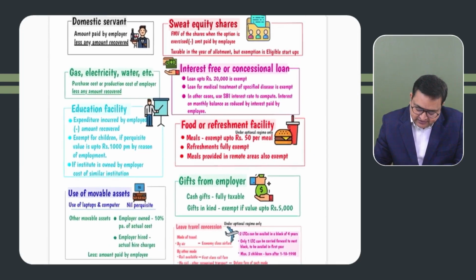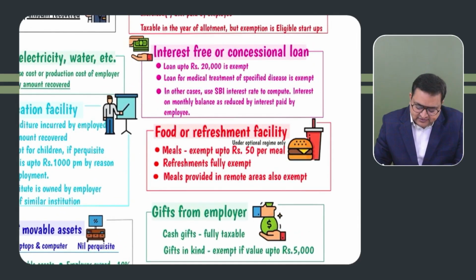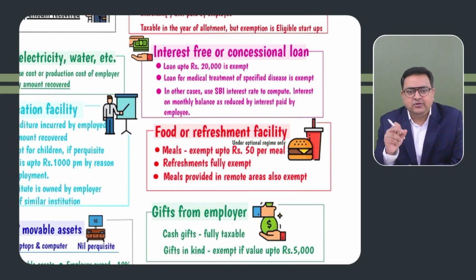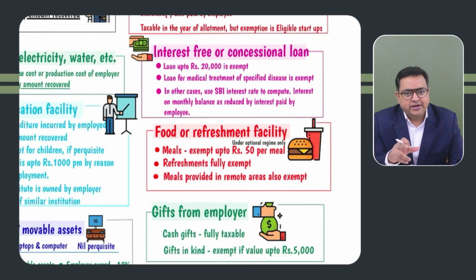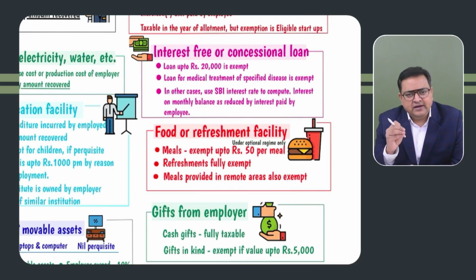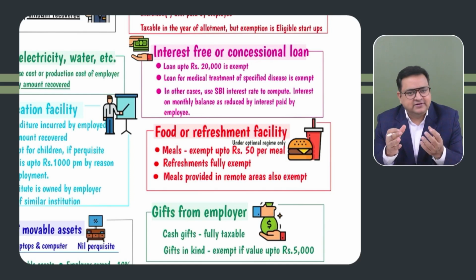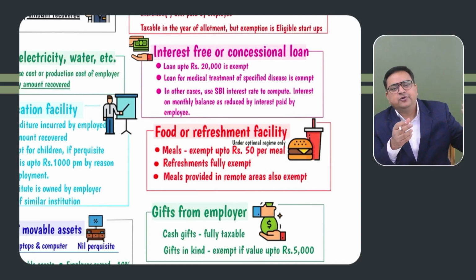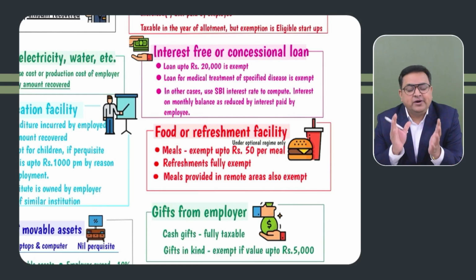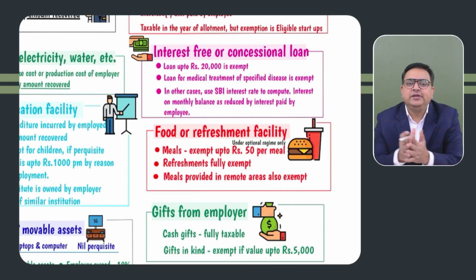These are sweat equity shares. Interest free or concessional loan. See, if the loan is provided by the employer either at a concessional rate or free of cost, let's say they are not charging interest from you, or at a very concessional rate. Generally, the bank charges, let's say, 12% per annum, but your employer is charging just 2% per annum. So whatever interest you are saving, that would be the perquisite.